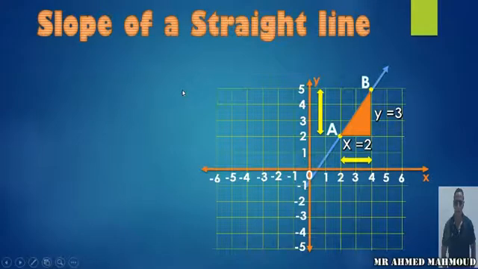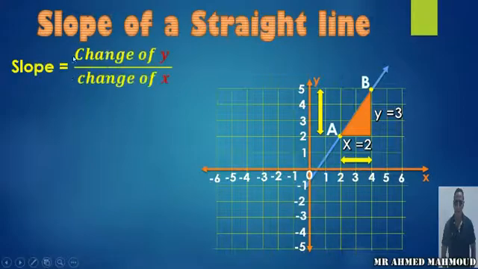Now I need to know what the meaning of the slope is. The slope equals the change of y over the change of x. Again, the slope equals the change of y over the change of x. Here we have the change of y equal to 3 and the change of x equal to 2. Then the slope of this straight line equals 3 over 2. Now I have explained the first way to measure the slope of a straight line.